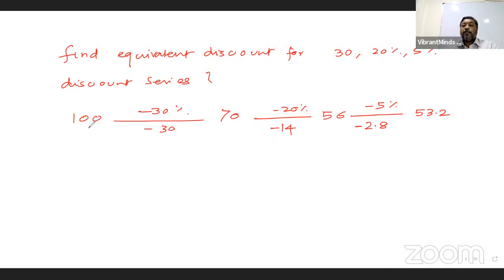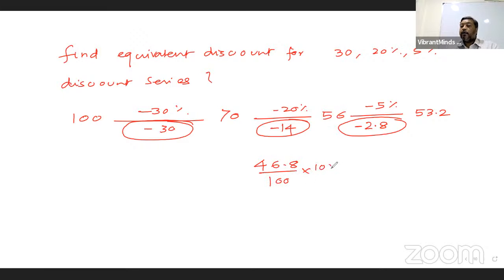Now, how much discount is offered? कितना डिस्काउंट दिया यहाँ पे? अगर हम देखें तो डिस्काउंट कितना मिला? 30 रुपीज का, 14 रुपीज का and 2 rupees 80 paisa का. 30 and 14 is 44. 44 and 2, 46 rupees 80 paisa का. So what is the percentage? 46 rupees 80 paisa by 100 into 100.